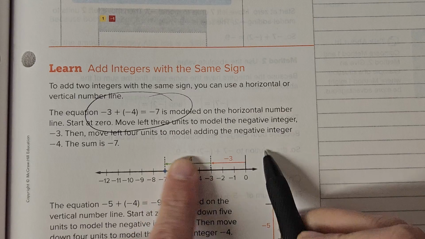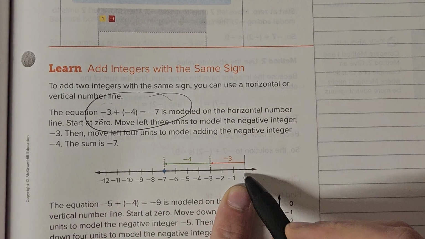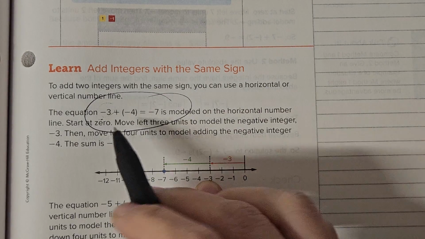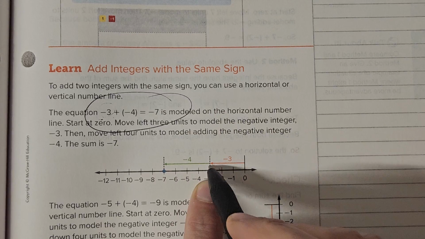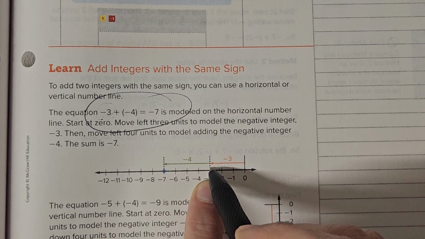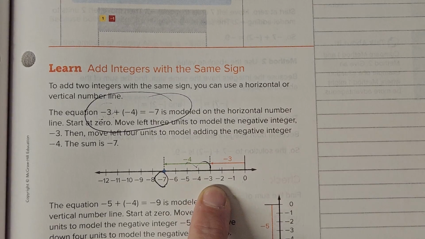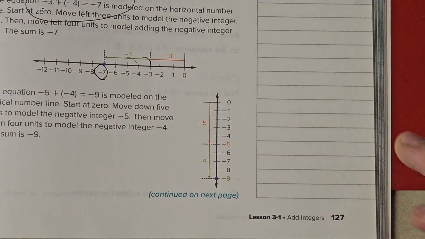When you draw your number line, start at 0 and then go to the first number. And the first number is a -3, which would be 3 less than 0. 1, 2, 3. And then from there, adding a negative is subtracting. So you would -4, you'd go 4 more to the left, 1, 2, 3, 4, and you'd end up at -7.